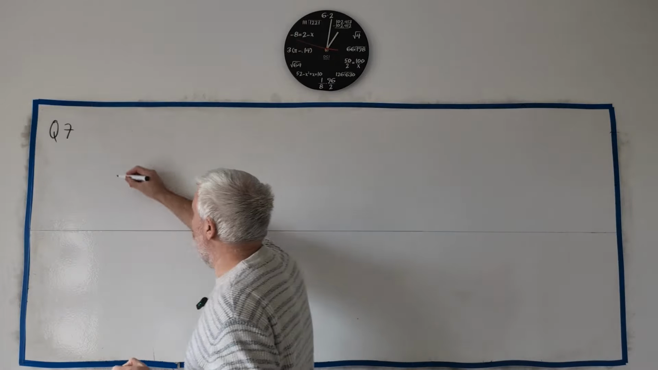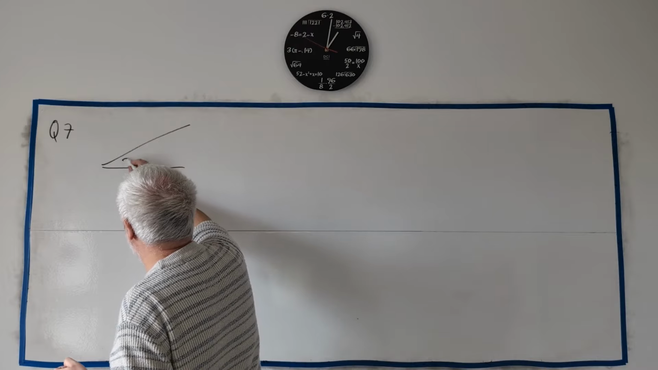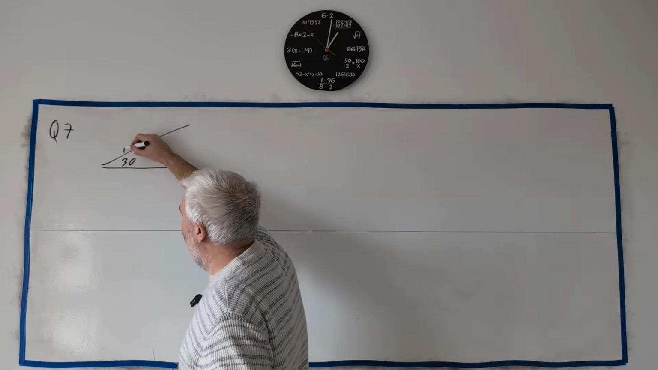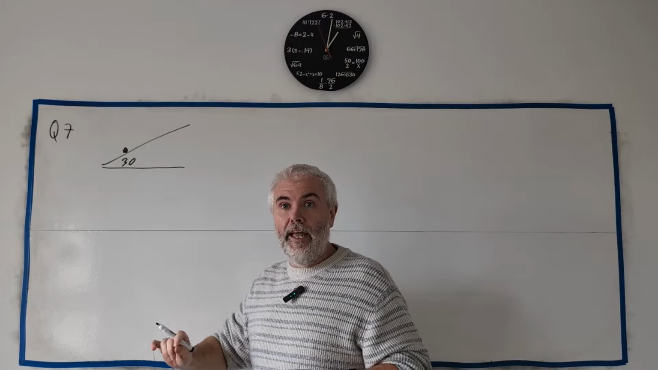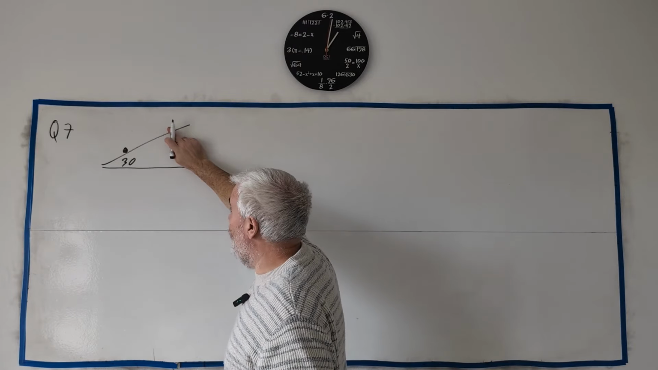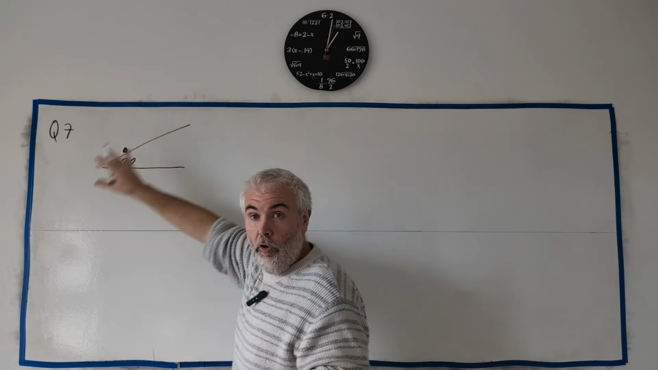They tell you about a particle, and it's going up a hill. The hill is at 30 degrees. The particle here is shot up the hill. It's set off at a certain speed. Then it comes to rest at the top of the hill, and then it falls back down again.